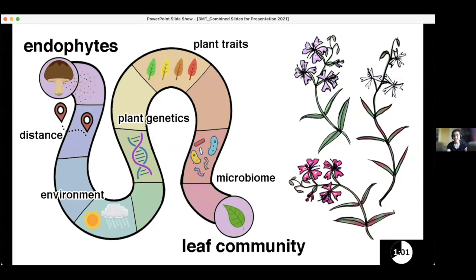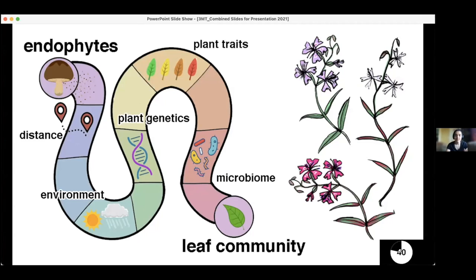I study a California wildflower called Clarkia xanthiana, shown here. This plant's unique environment and genetic structure mean that I can use it to untangle all of these factors at once. For these first 2 forces, I surveyed and sequenced the endophyte communities across Clarkia's entire range. Since its environment varies in patches rather than a gradient, I can separate it out from distance.